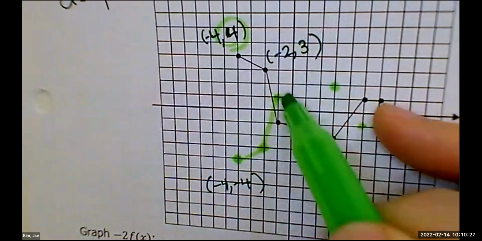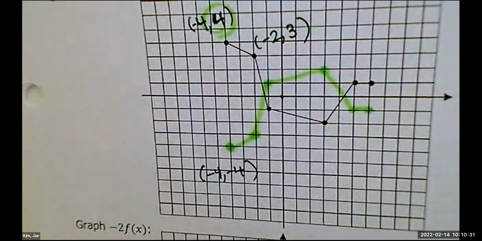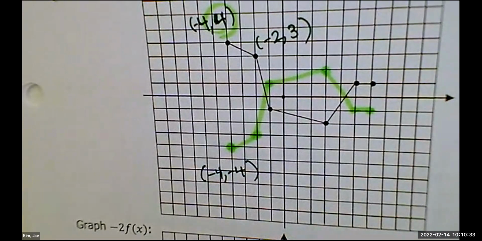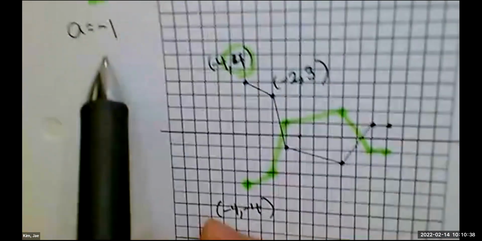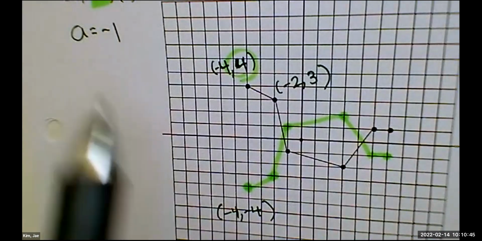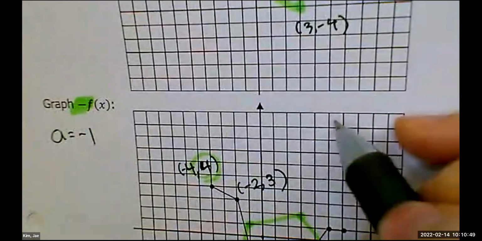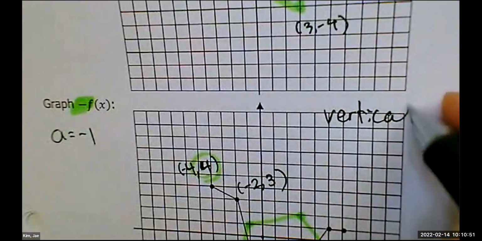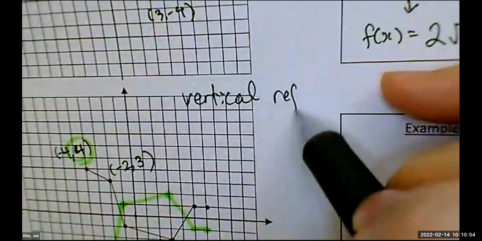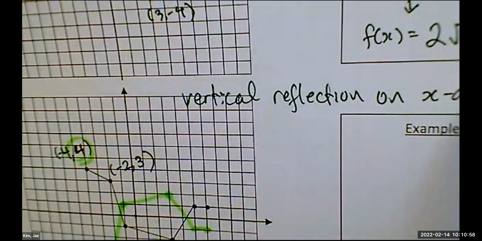What happened to my entire function? Well, we'll call it the x-axis. You're right. So in this particular case, we have a reflection. We flip it. So if it's a negative, what you say is there is a vertical reflection on x-axis.